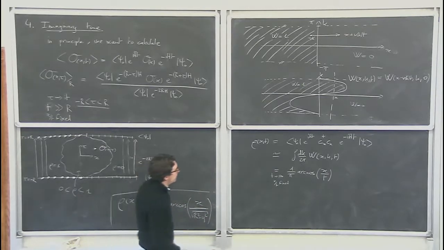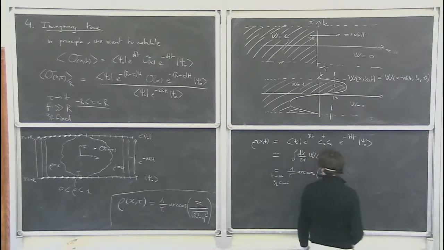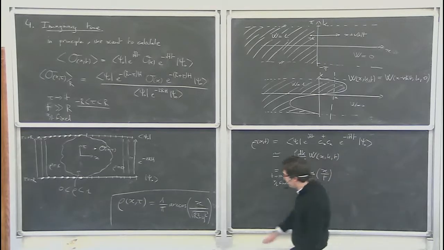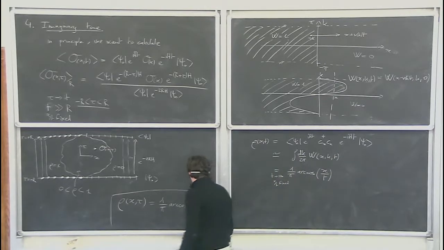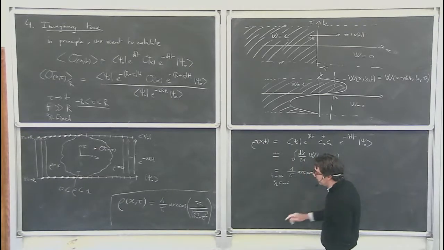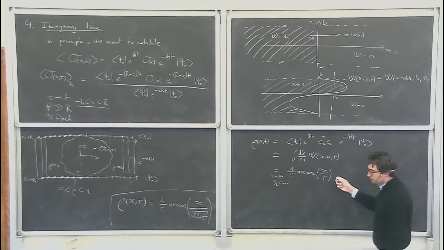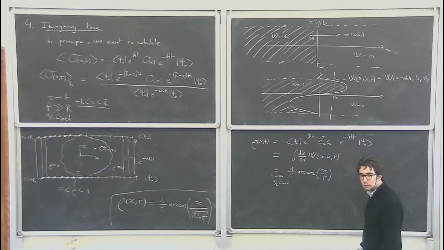Okay, so notice that it looks very close to this. Sorry, this is tau. So it looks very close to this, and indeed if you take tau to infinity, and then take t much larger than r, then you recover that. Okay, so it's kind of consistent.